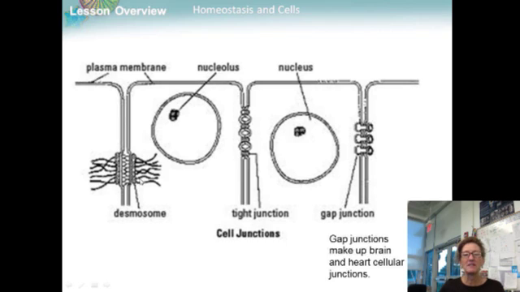There are three basic types of cellular junctions you're going to need to know. Some junctions can hold cells firmly together. Some are called desmosomes, which have little hairs going inside them. Others are called tight junctions, and still others are called gap junctions. Let's look at some examples. Oh, by the way, gap junctions make up brain and heart cellular junctions.